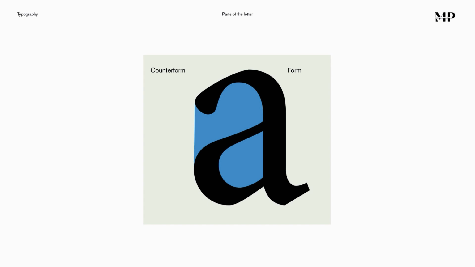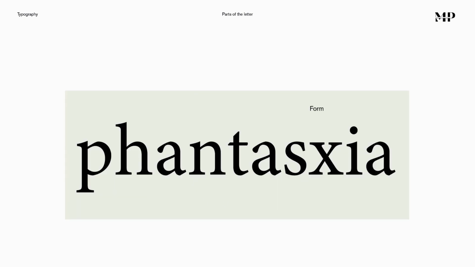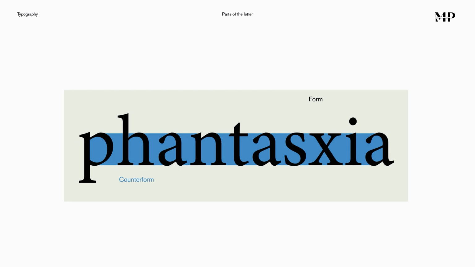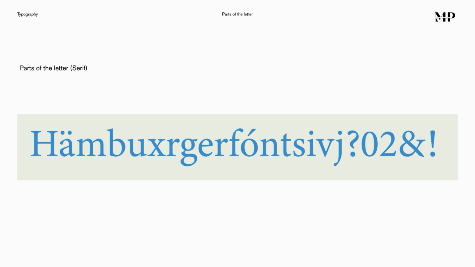The harmony between that form and that counterform in each letter is important, as it is in larger blocks of text, such as this word might be. Here we have the form with its black shape, and here we have the counterform, that negative in blue. When designing typefaces, this harmony is taken into account, both in the letters themselves and in the spacing between them. Let's now move on to the parts of the letter themselves.